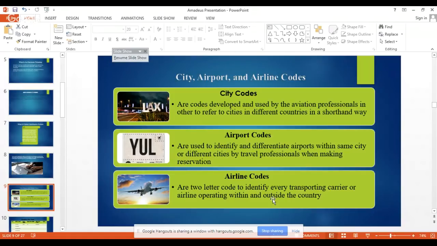Now let's go to the airline codes. The airline codes are 2-letter codes to identify every transporting carrier or airline operating within and outside the country. Now let's take note. The city codes are always 3 letters, airport codes 3 letters, and the airline codes are always 2 letters.